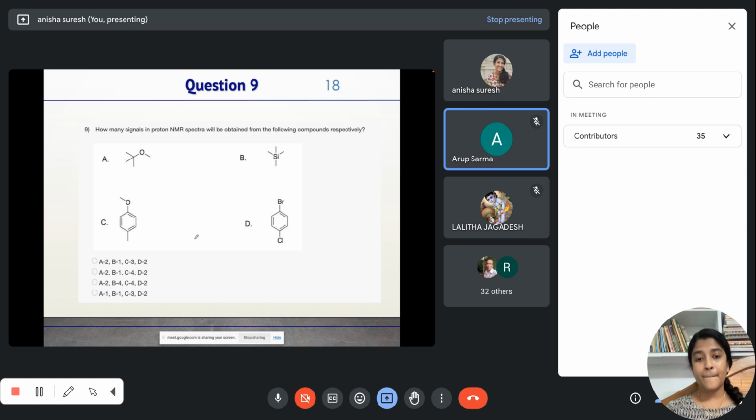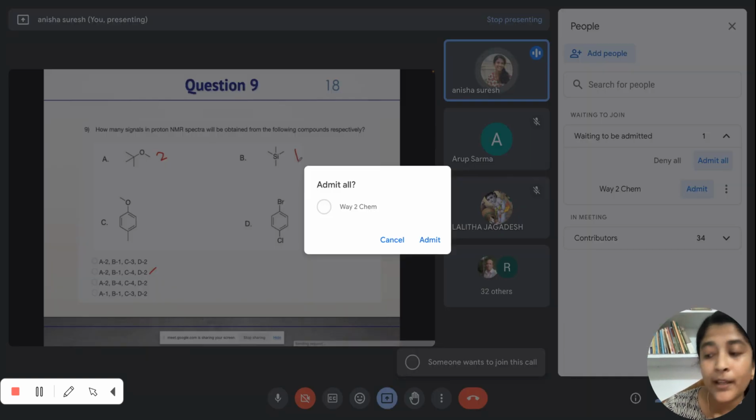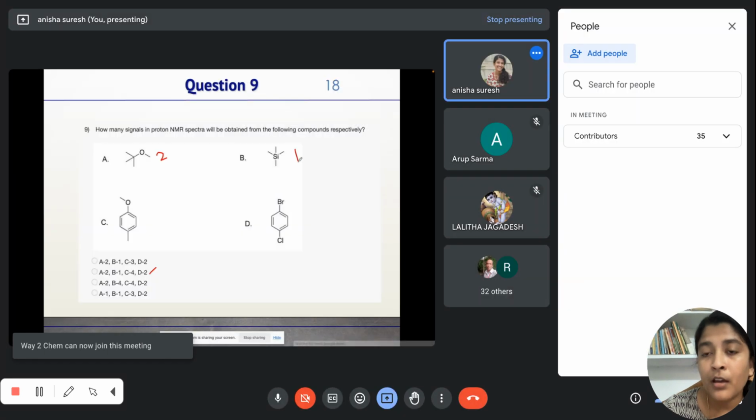Option B. Let us see. In case of A, these three CH3s will be showing one signal, and the other CH3 will be showing the second signal. So it will show two proton NMR signals. In option B, all the four CH3s will be coming in the same region, so it will show one signal in the proton NMR spectrum.